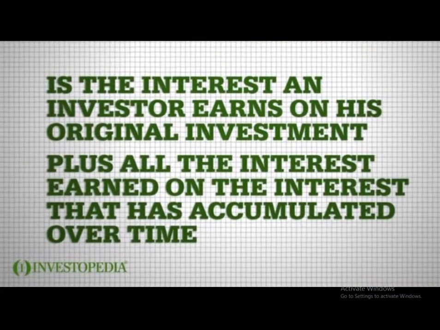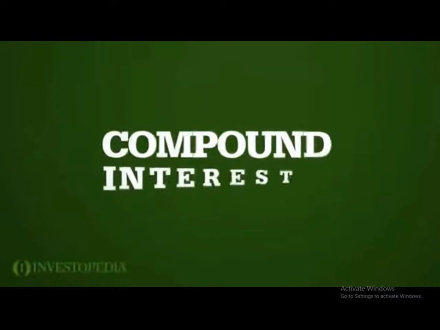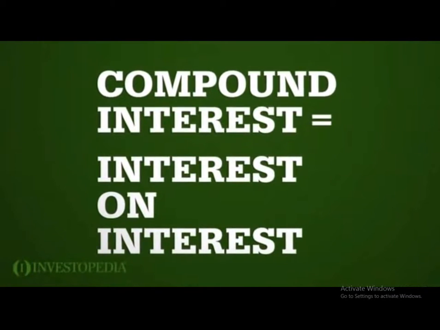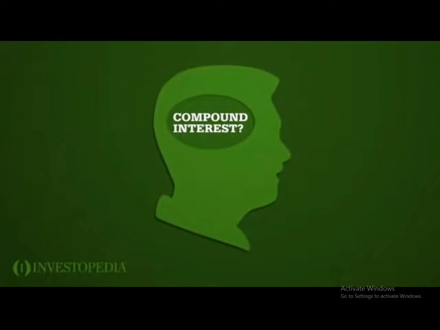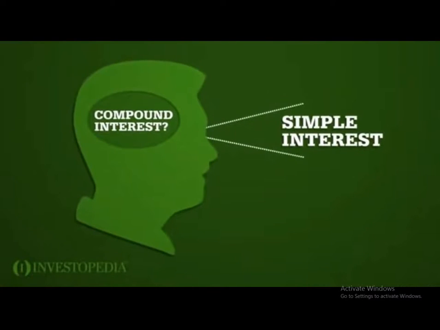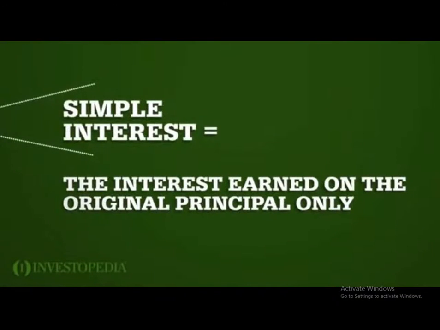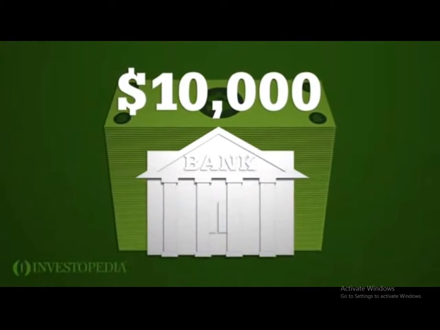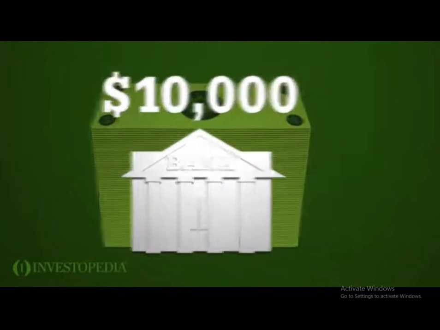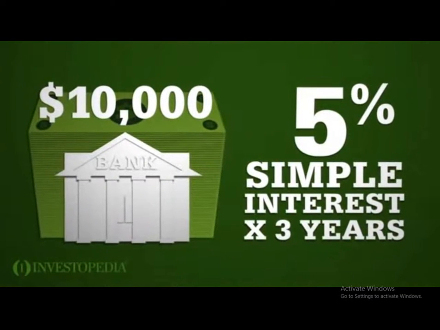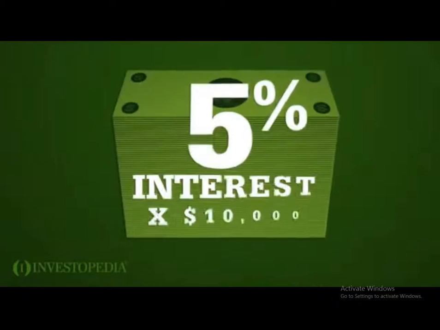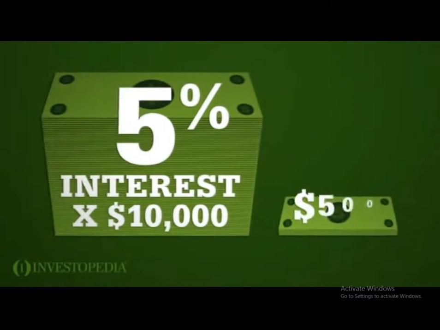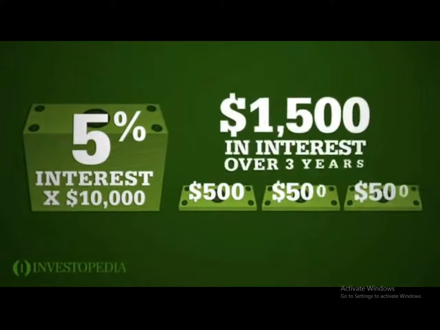On the interest that has accumulated over time. It is easier to think of compound interest as interest on interest. And to understand compound interest, let's first look at simple interest, the interest earned on the original principal only. Suppose you deposit $10,000 into a high-interest savings account at a 5% simple interest rate for 3 years. The interest you earn each year is 5% times $10,000, which equals $500.